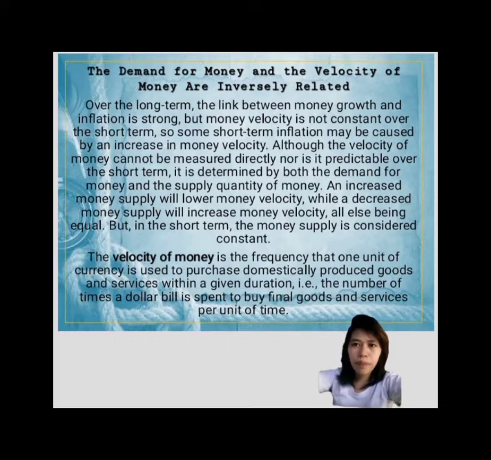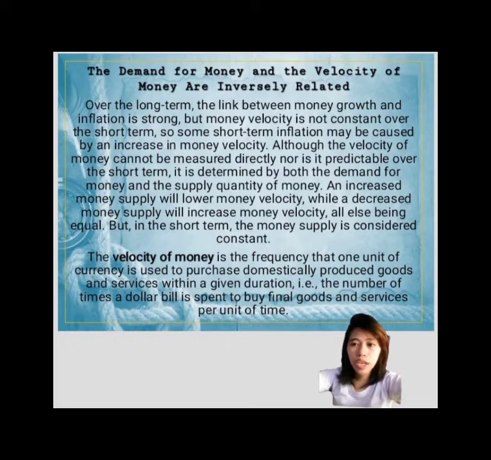Although the velocity of money cannot be measured directly, nor is it predictable over the short term, it is determined by both the demand for money and the supply quantity of money. An increase in money supply will lower money velocity, while a decreased money supply will increase money velocity, all else being equal. But in the short term, the money supply is considered constant.